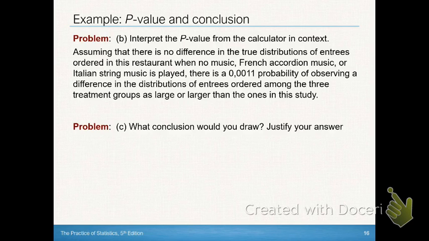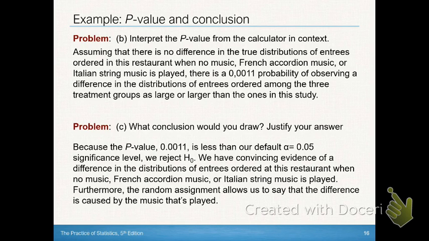And then in terms of your conclusion, remember, you still take your p-value and you compare it to an alpha value. So 0.0011, that's less than 0.05. That means we can reject the null hypothesis, and we have convincing evidence for the alternative, which is that the distribution of entree ordered is different based on the type of music being played.